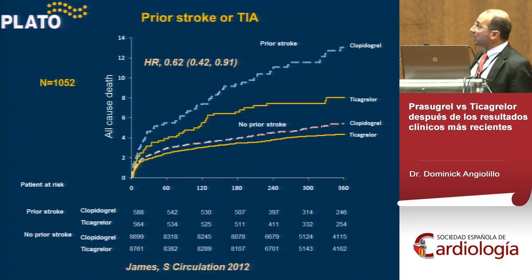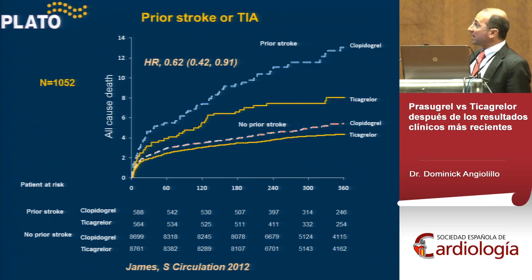And here you see the data on the prior TIA or stroke from the PLATO trial. There are a few take-home messages here. First of all, this is a very high-risk patient population, very high risk. You see the event rates. This is something that we know. And we see that ticagrelor has shown to be associated with a nearly 40% relative risk reduction at 1 year.